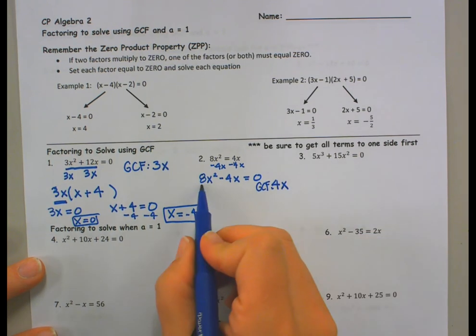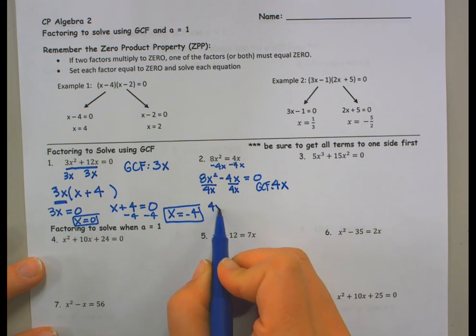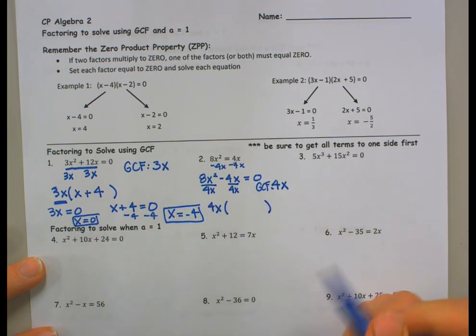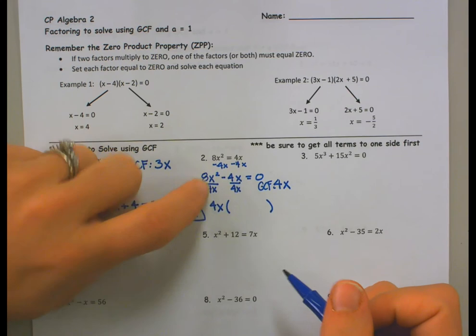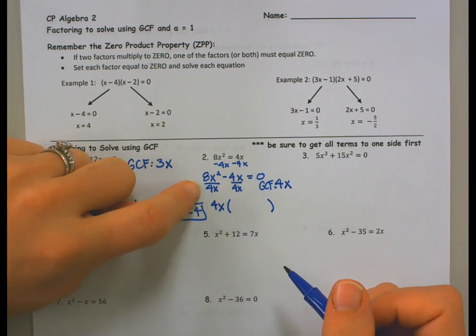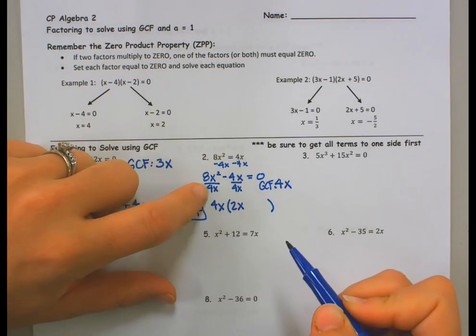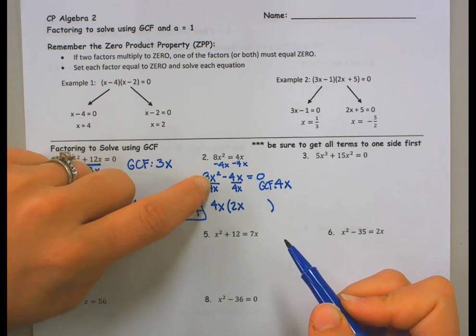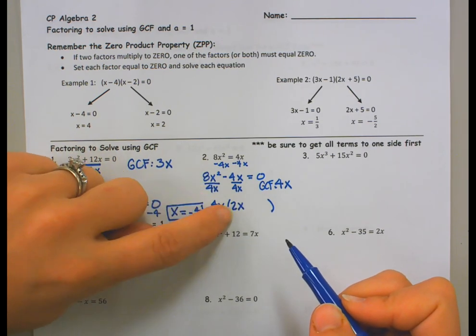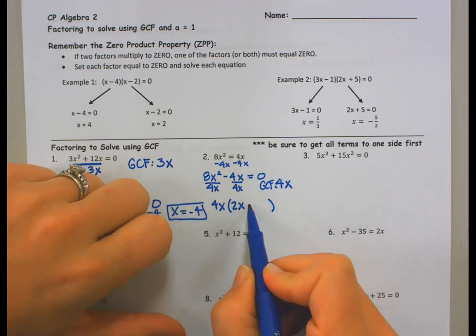So that means I can divide both terms by 4x, which puts my 4x on the outside. That's what I factored out. And then what's left when I divide goes inside my parentheses. So 8x squared divided by 4x would give me 2x. 8 divided by 4 is 2. I had two x's. I divided one of them out, so I'm left with 1x. And then 4x divided by 4x would just leave me with -1.